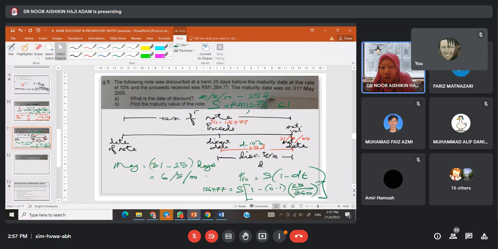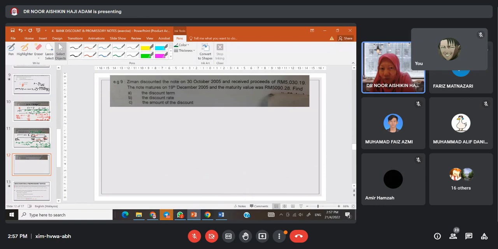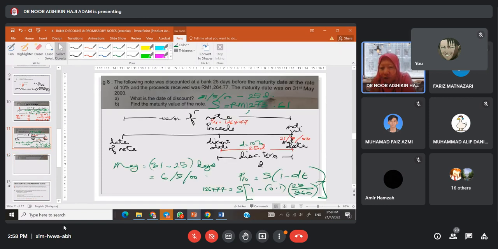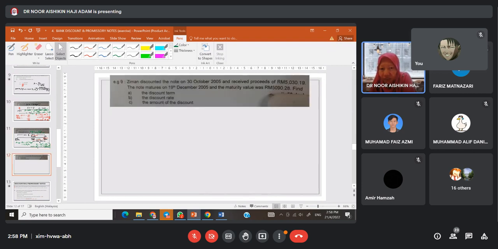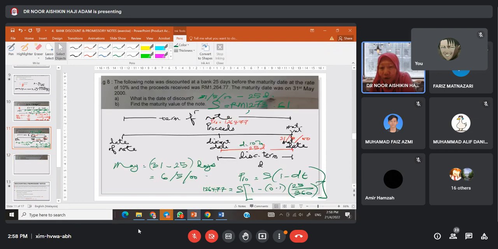Find the discount term. So discount term you nak between the discount date and the maturity date. Discount rate pun between discount date and maturity date. And the amount of discount tu nak letak kat mana? Sebenarnya duduknya di mana? Tengah lah. Dia should coincide dengan proceeds sebab bank akan ambil dulu bank discount baru dia beri you proceeds.